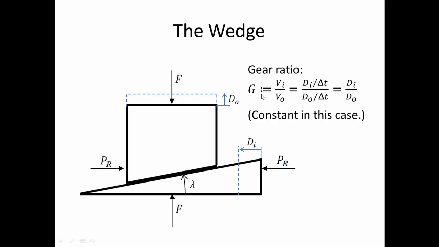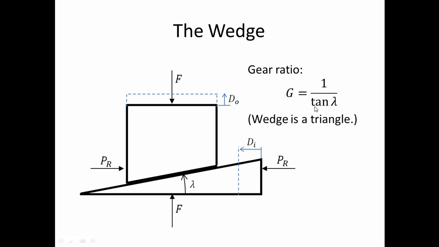So the gear ratio is defined as the ratio of input speed to output speed, and in the case of the wedge, the gear ratio is actually a constant. We could look at the ratio of displacements of the input to the output over some constant time interval. As the gear ratio is constant in this case, it's a little bit easier to come up with. As a matter of fact, you could think about the wedge as a triangle and consider the tangent of lambda in order to get the gear ratio as 1 over the tangent of lambda, since it's going to be the input displacement divided by the output displacement.